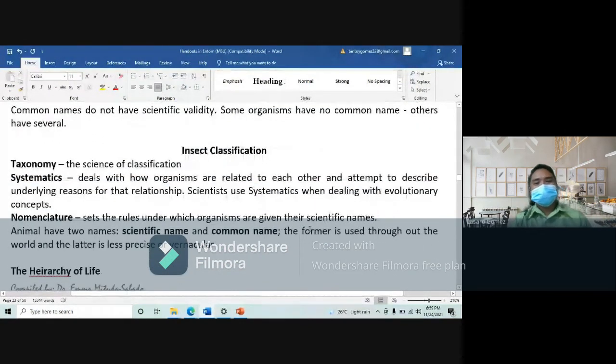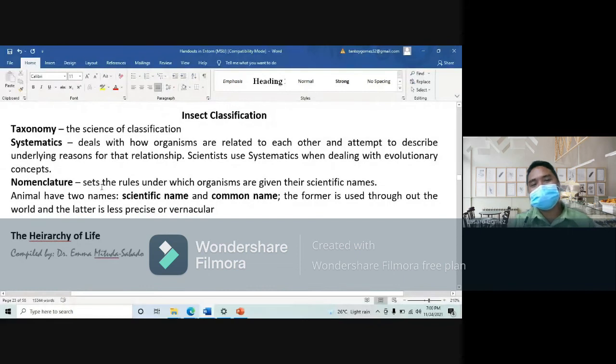Okay, so insect classification, we have taxonomy. It is the science of classification. The insect taxonomy, science of classification. How about systematics? Systematics deals with how organisms are related to each other and attempts to describe the underlying reasons for that relationship. Scientists use systematics when dealing with evolutionary concepts. The root word is system. What is nomenclature, by the way?